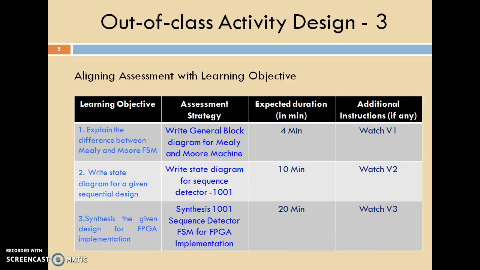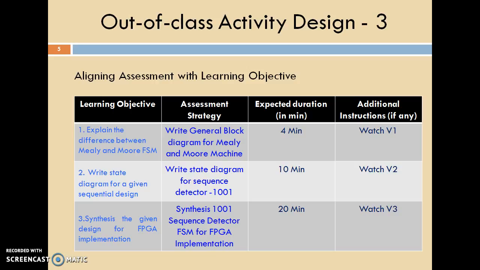So the assessment will be done in the following way. Students are expected to explain the difference between Mealy and Moore machine. They are going to write in a book what the differences between Mealy and Moore machine are, in the form of a general block diagram. This will take about 4 minutes.